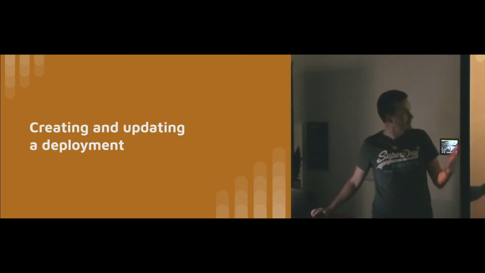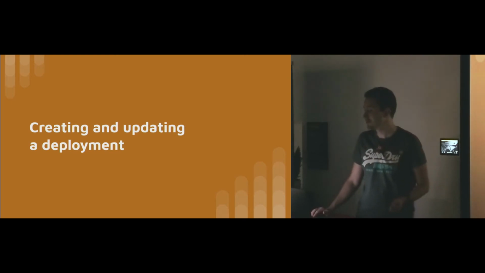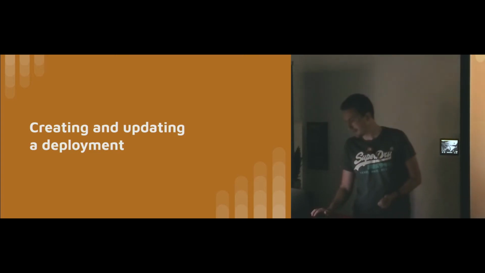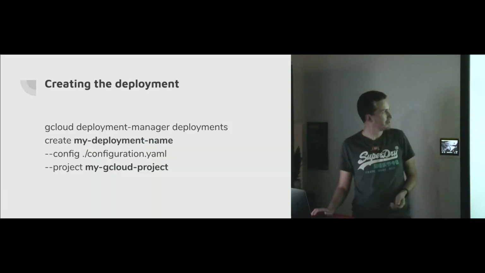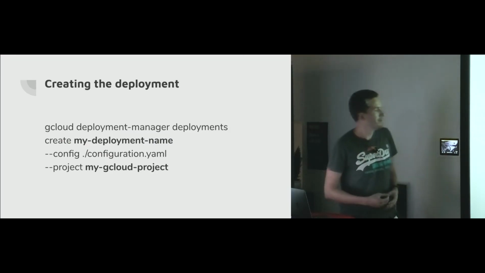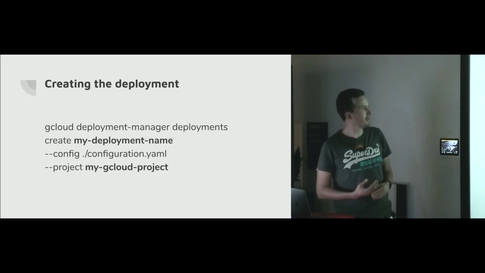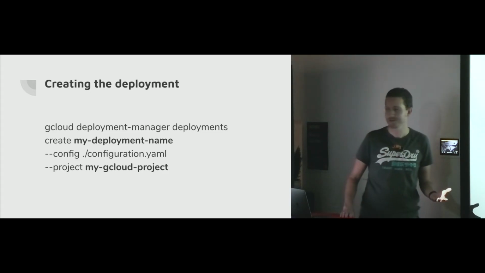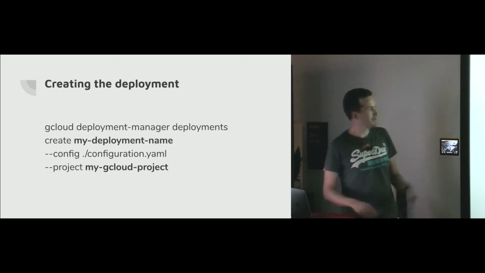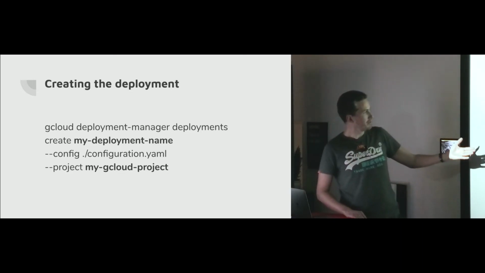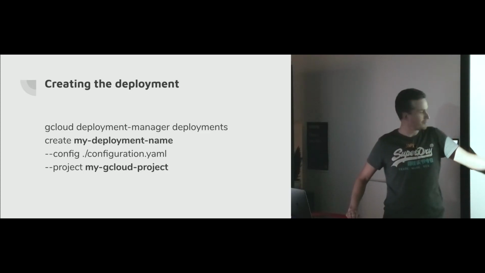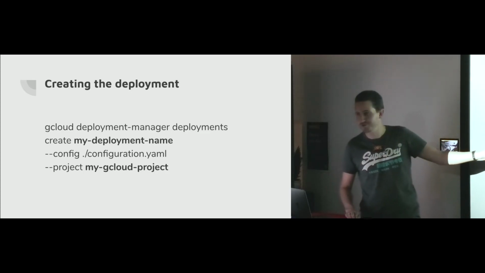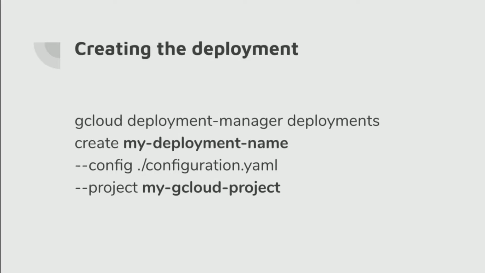So now that we have a simple configuration creating a service account and a bucket, what do we do with it? You use the gcloud SDK to run commands with Deployment Manager. When you create a new deployment, you give it some kind of name that is meaningful to you. You give it the path to the configuration YAML file, the first one I showed you, which is the entry point to everything else, and you tell it what project you want to apply it to.